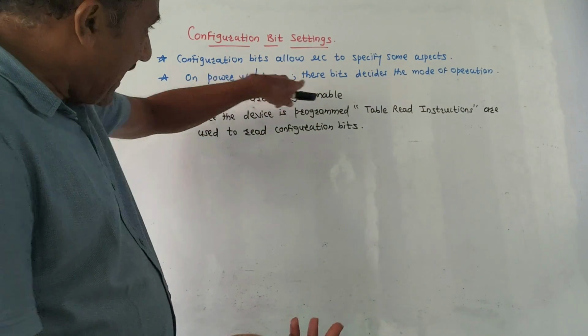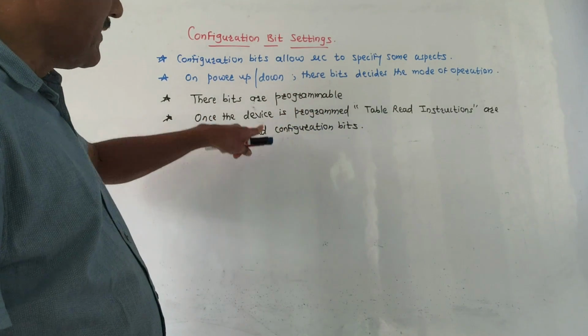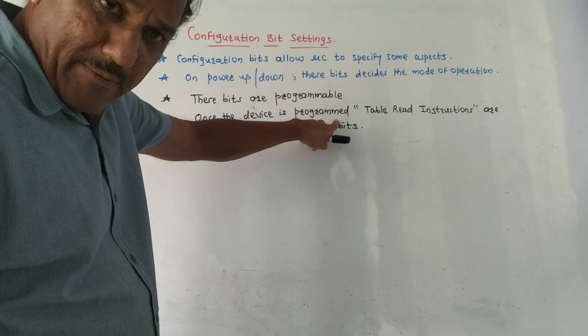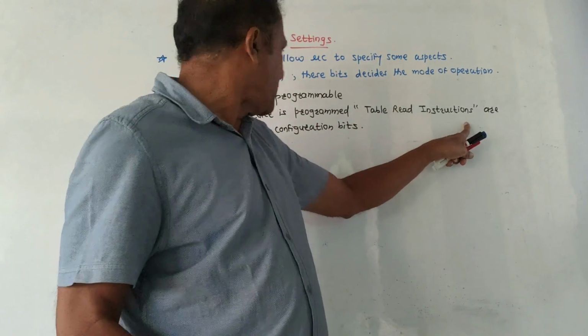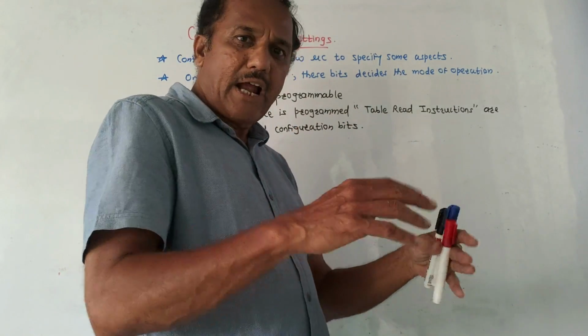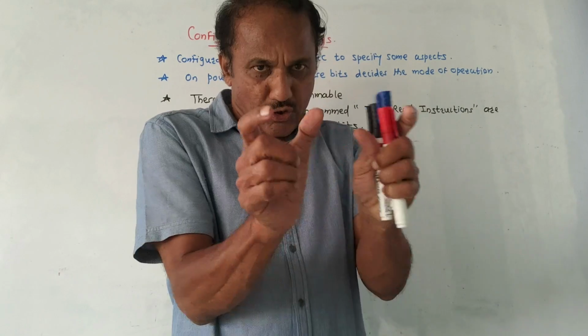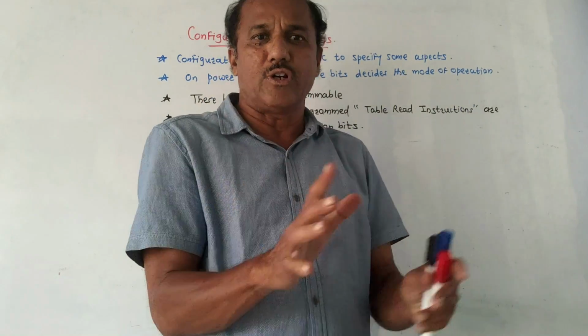So these bits are programmable. We can well change these bits as per the requirement. Once the device is programmed, there are table read instructions which are used to read these configuration bits, and accordingly we can take a judgment that now the microcontroller will be operating in this particular mode.